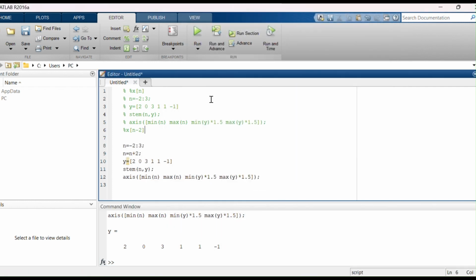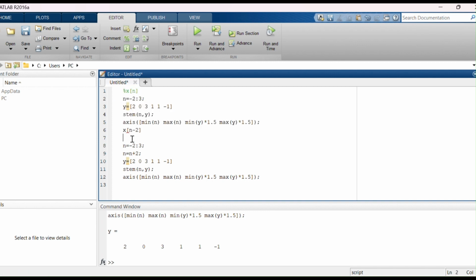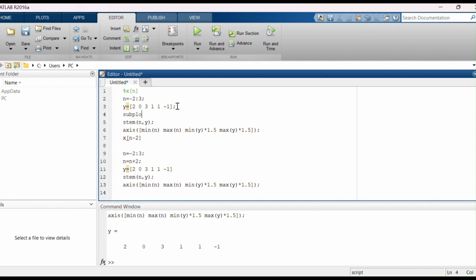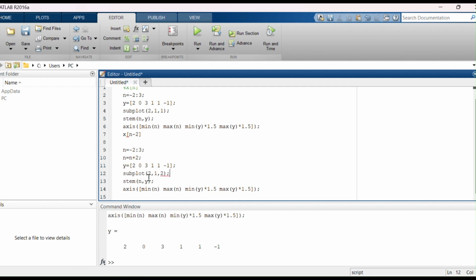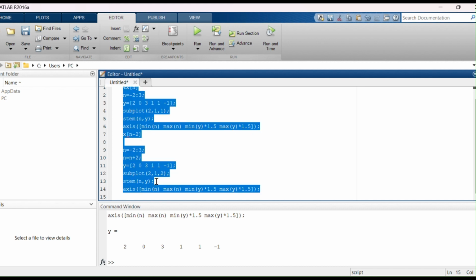Okay, I want those both on the same graph. What are we going to do? Remove the comments and let's do it. Over here, do you remember? We will type subplot 2 rows 1 column, the first index. Over here, subplot 2 rows 1 column, second index. Is anything else? No, I guess. So let's check.